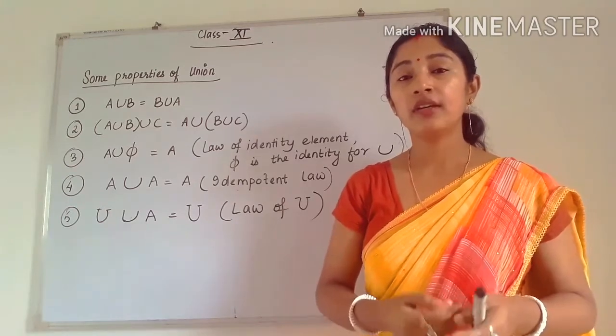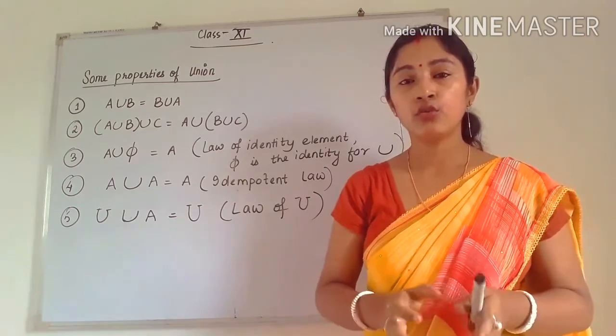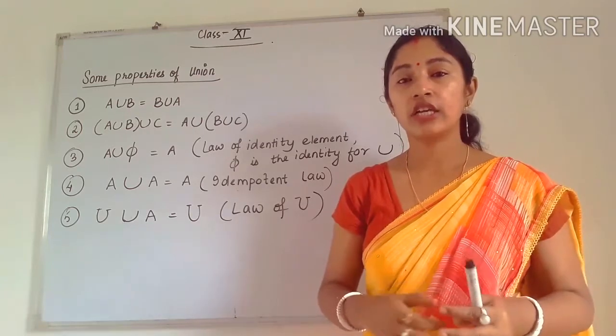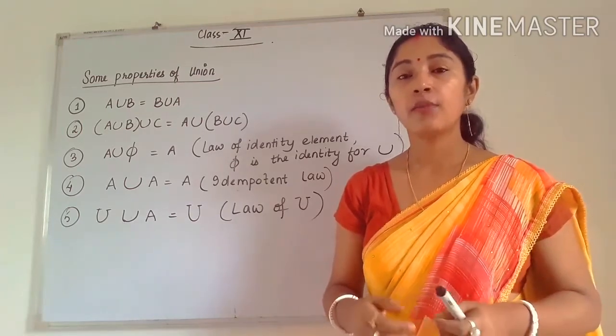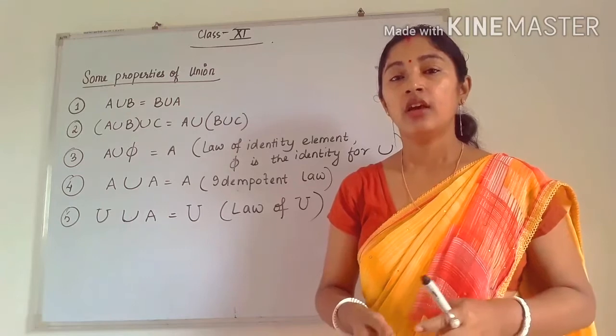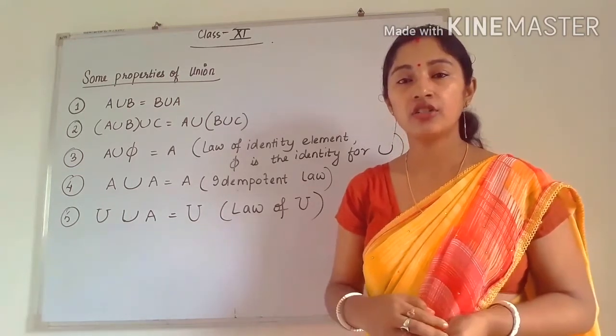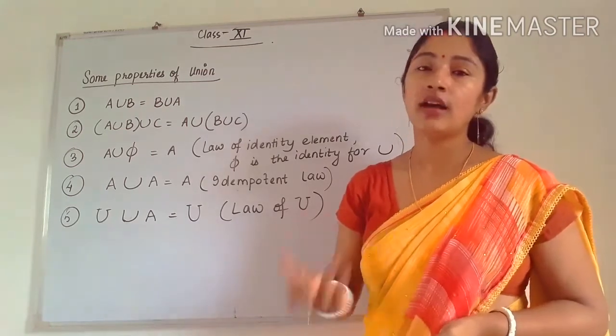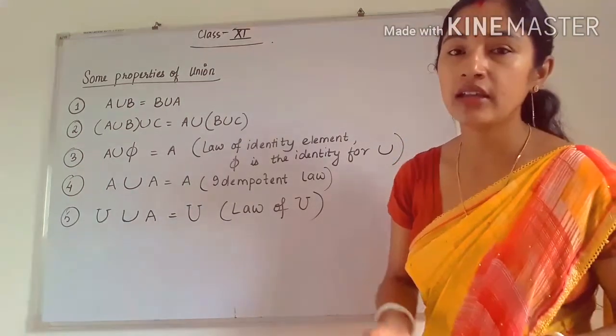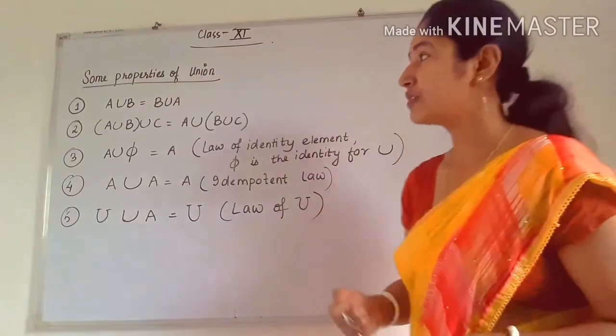In the properties of addition of numbers, we studied the commutative law. In the commutative law, when we add two numbers, the order does not change the answer. Suppose we add 2 plus 3, the answer will be 5. Again, if we change the order, that is 3 plus 2, then the answer remains the same. Similarly, here also in sets, we have some properties.